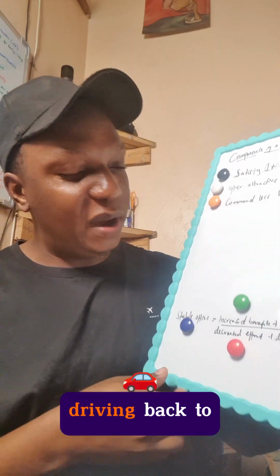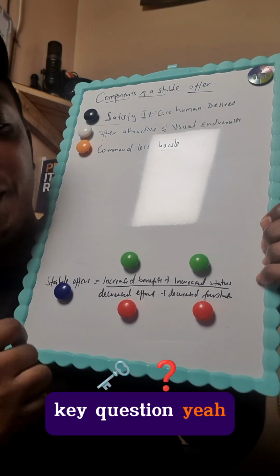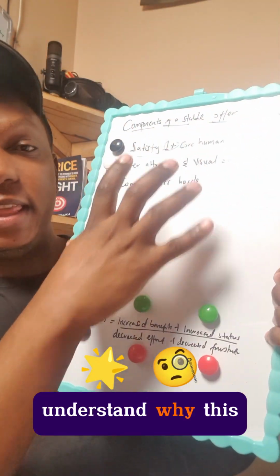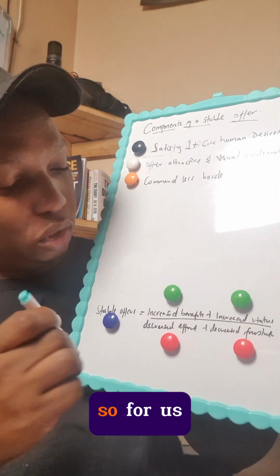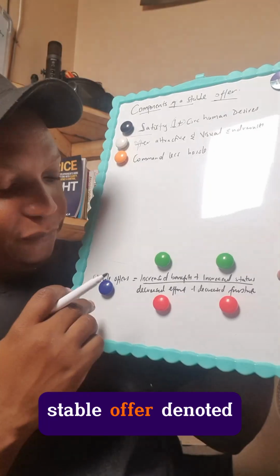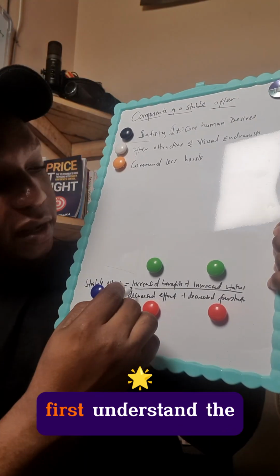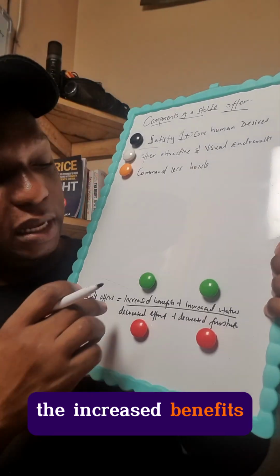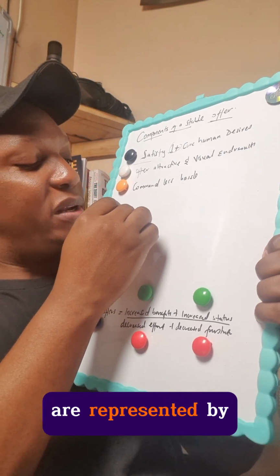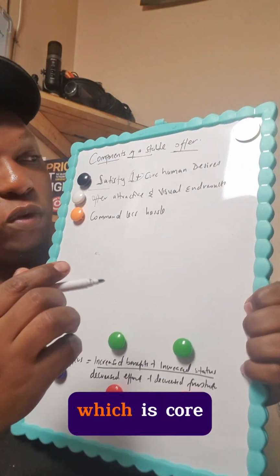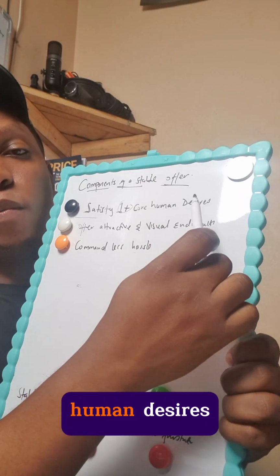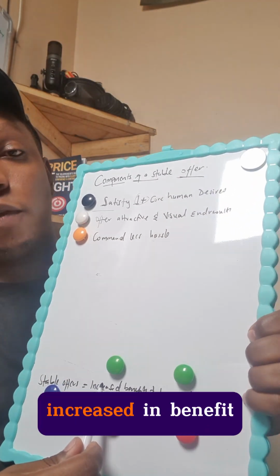Okay. Driving back to our key equation. We are putting this all together so that we understand why these play a bigger role. For us to have a stable offer, denoted by blue, we need to first understand the increased benefits. So what are the increased benefits? These increased benefits are represented by the first component, which is core human desires. Any satisfaction of the core human desires results in an increase in benefit.